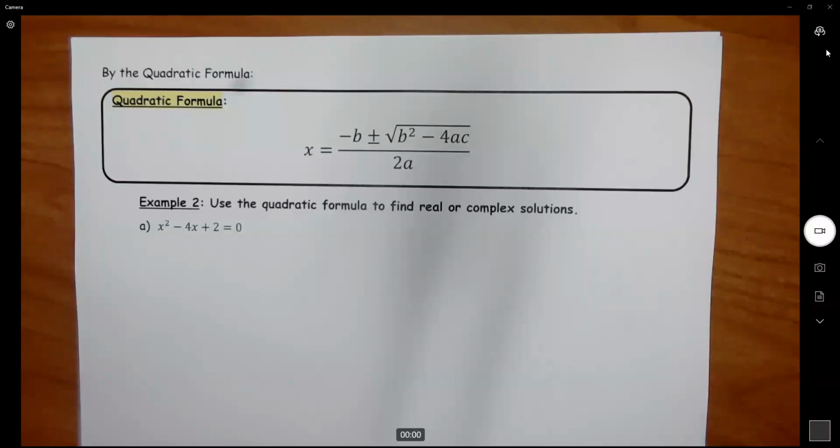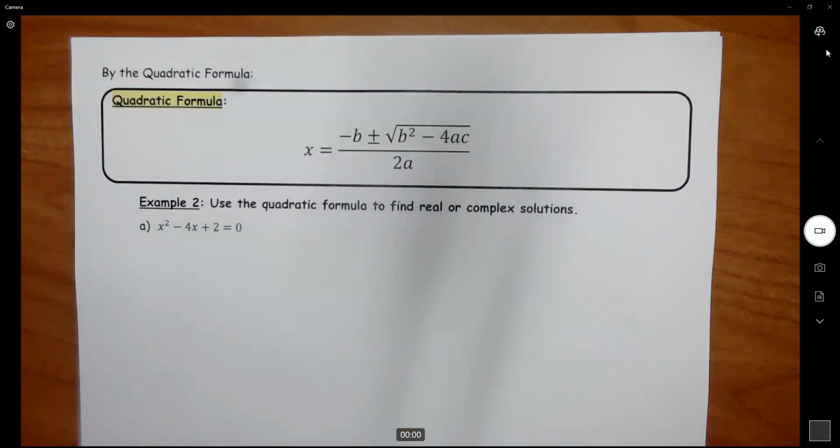In this video, we're going to go over how to solve a quadratic equation using the quadratic formula. And so I have your quadratic formula typed out right here. You've got x equals negative b plus or minus the square root of b squared minus 4ac all over 2a.